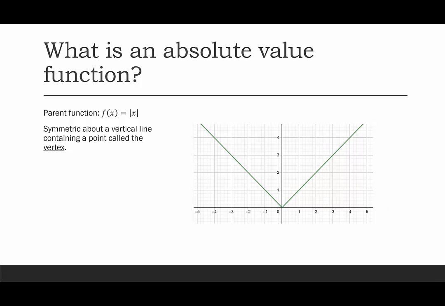So I like to really focus on the vertex here. The vertex is really nice on the parent function, it's (0, 0). And then based on the given transformations, it'll move around the graph. Now, I like the vertex because it does give me symmetry around it.